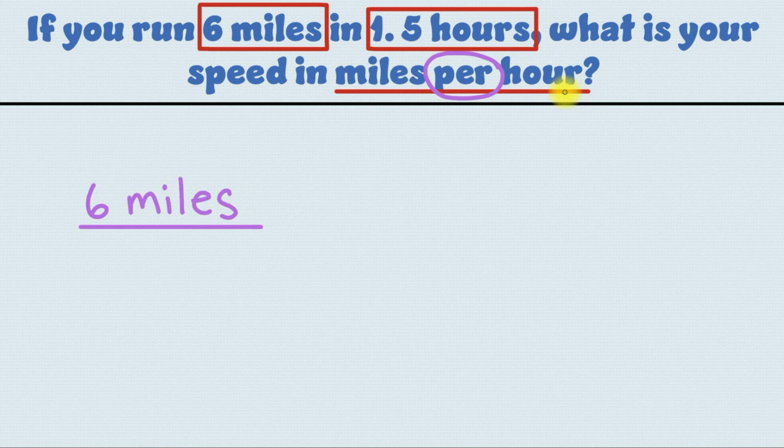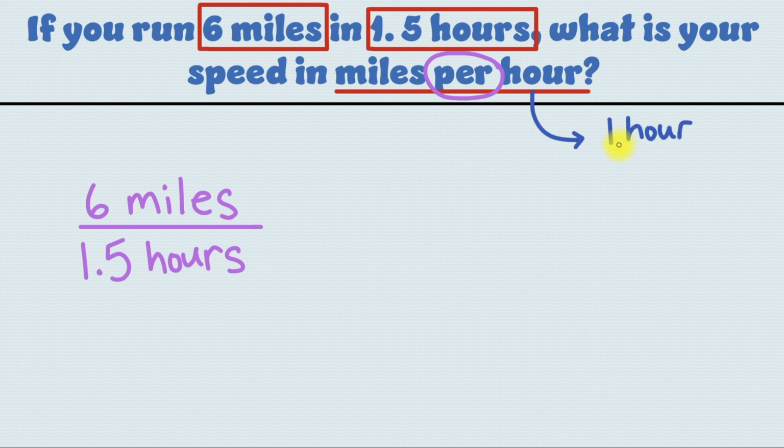And the word after the word per tells us the bottom of the rate. And in this case, that's the number of hours. And how many hours will it take you to run 6 miles? Well, they told us that in the problem, and that's 1 5/10 hours. So we'll take that value and put it in the bottom of the rate. Now, because we're looking for the miles per hour, that means they're specifically looking for how many miles in every 1 hour. And because the bottom of our rate is going to have the number 1 in it, it's a special kind of rate called a unit rate.